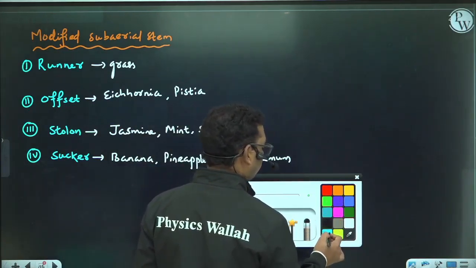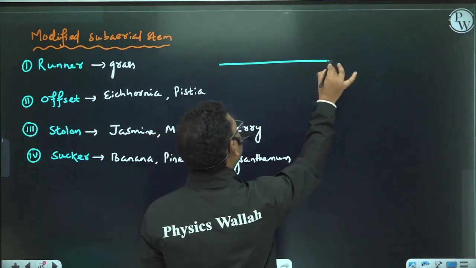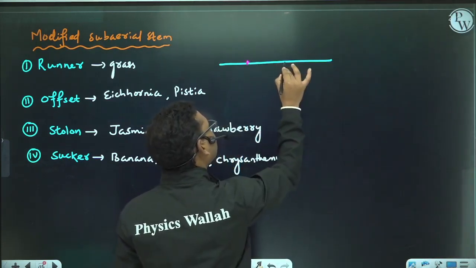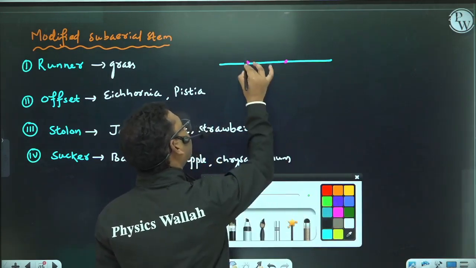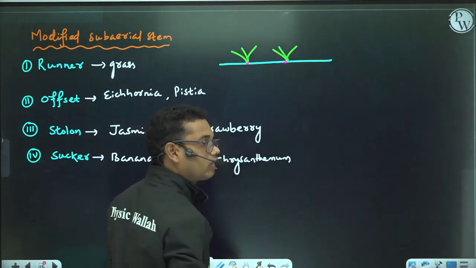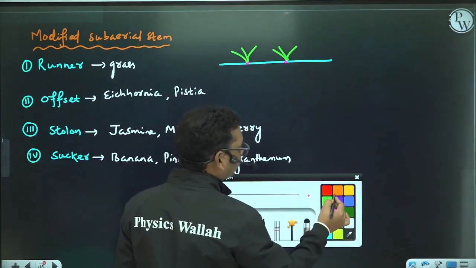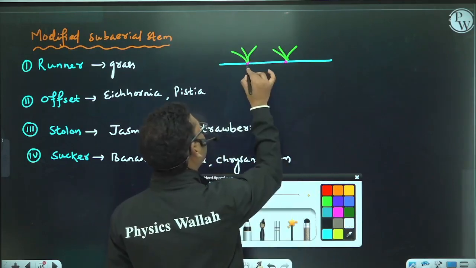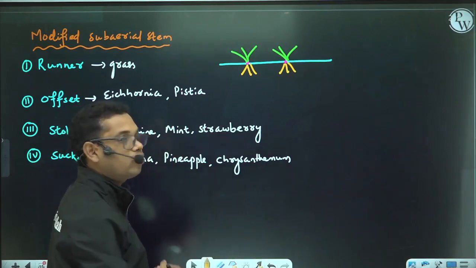Suppose this is the stem, growing horizontally. Suppose this is the node, and these are the nodes. From the node, leaves will be developed. So these are the leaves. And at the nodes, adventitious roots will develop. Suppose these are the adventitious roots. So this is the runner.